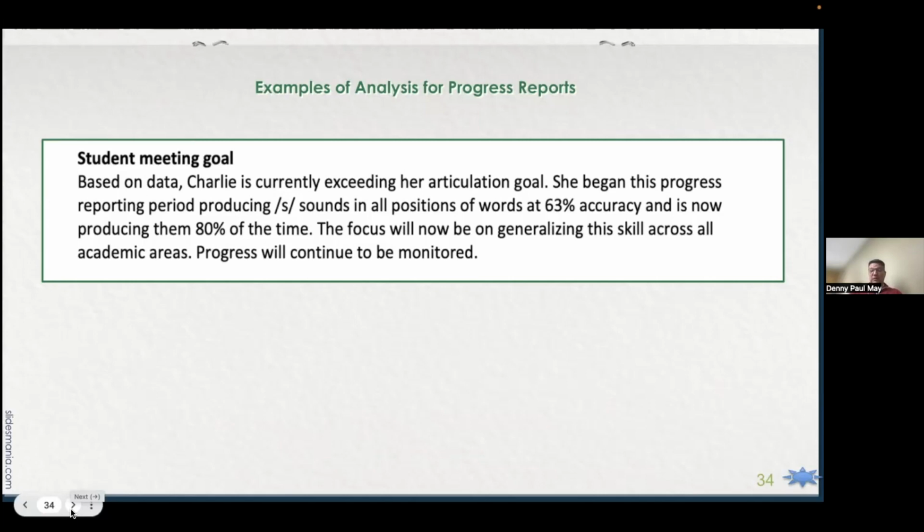We need to look at it. Does she need other goals? Does she need to be dismissed? What's going on with that in speech, right? So that's what we're talking about there.